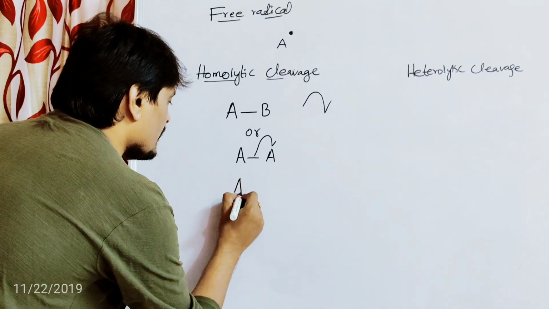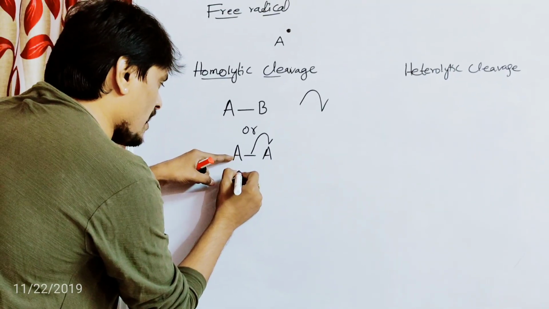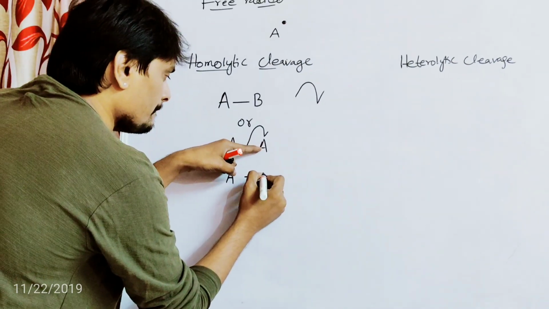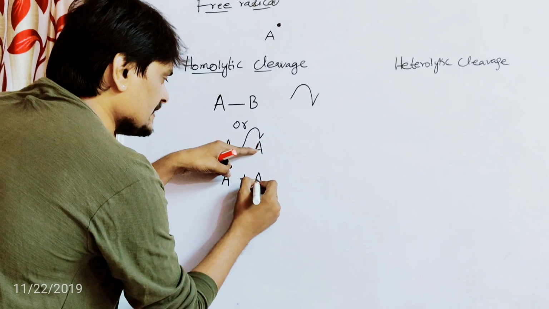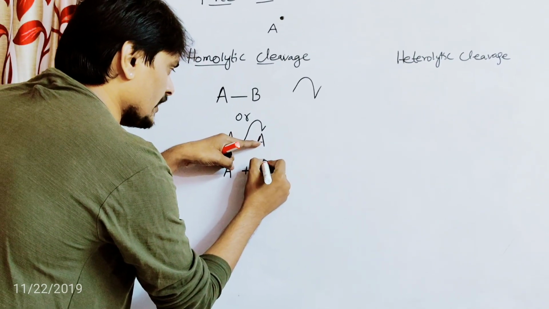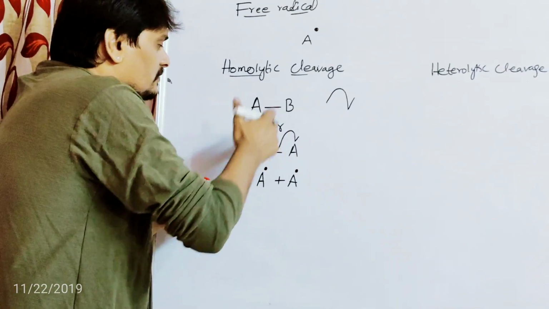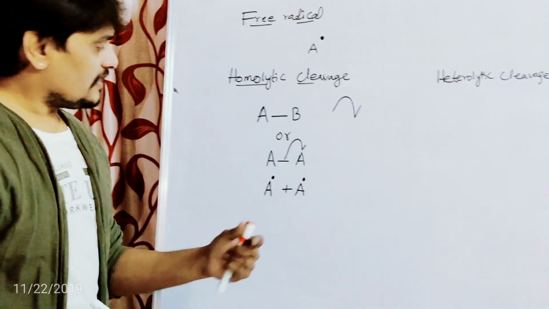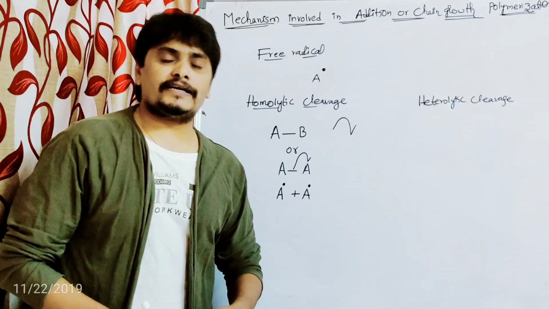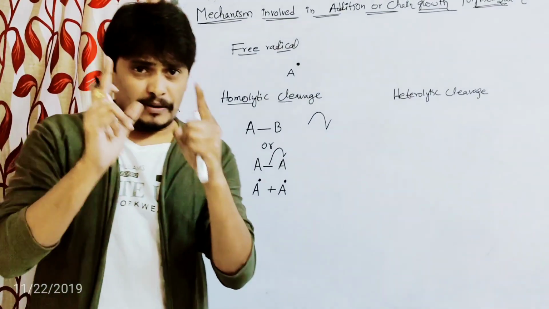Now the left A is at the tail part, so it gets the free radical, and this right A is at the head part of the homolytic cleavage, so it will also get the free radical. And the bond between the A's is cleaved. Right. So this is about the homolytic cleavage.